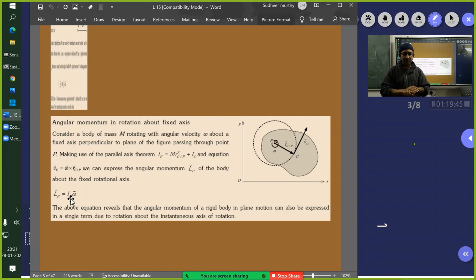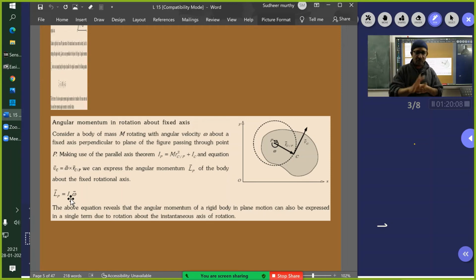Because it depends on the position of the particular axis. The arrangement, or better, the proximity or the distribution of the particles about the axis of rotation, if it changes, then the moment of inertia will also change.